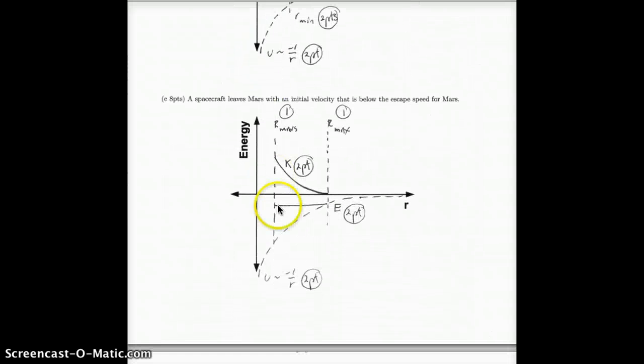And then for the third part, a spacecraft leaves Mars with an initial velocity that is below the escape speed for Mars. So we know that there is a value of closest approach right here, which is a final kinetic energy, and then we know that there's an initial starting point for potential and kinetic energies, and that it limits the energy right here. So the energy line doesn't go all the way straight and continuous.